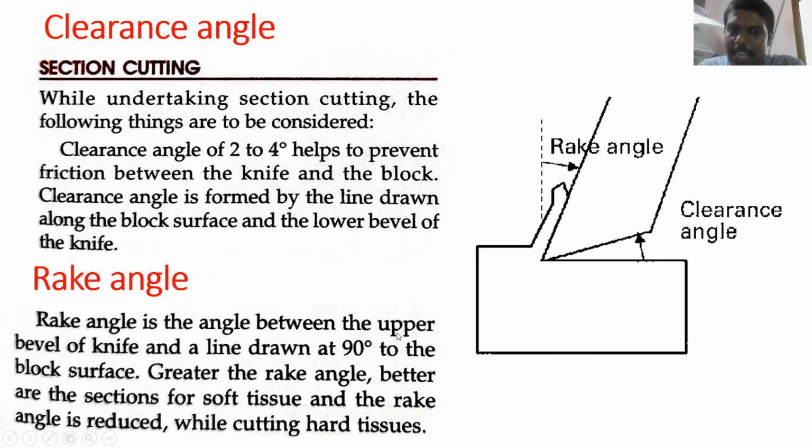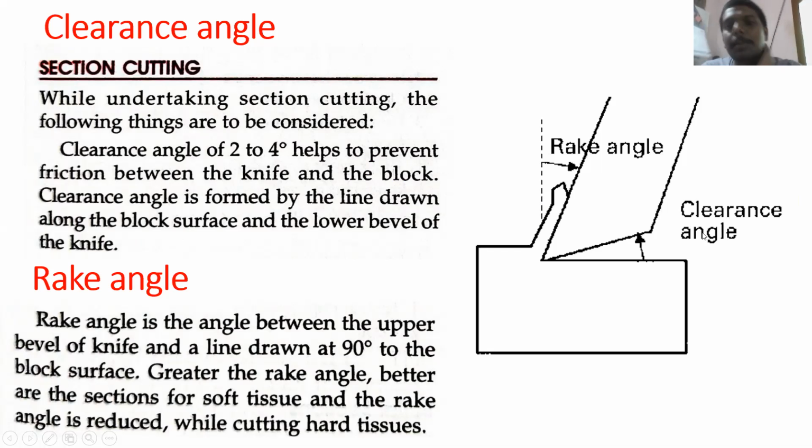Then the other angle is rake angle. Rake angle is the angle between the upper bevel of the knife and the line drawn at 90 degrees to the block surface. The greater the rake angle, the better the sections for soft tissues. The rake angle is reduced while cutting hard tissues. So rake angle is adjusted for cutting hard and soft tissues, whereas the clearance angle is used to remove the friction between the knife and the tissue. So this is the main importance of rake angle and clearance angle.